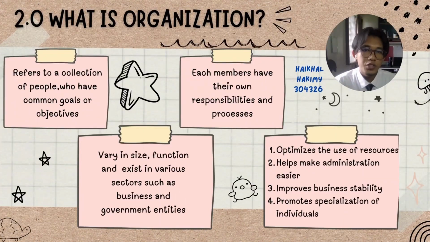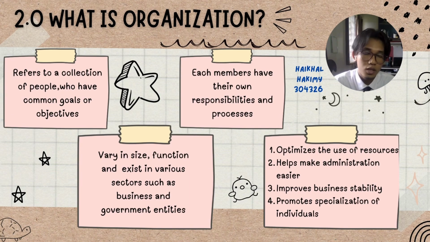Let's continue. 2.0, what is organization? When we hear the word organization, the first thing that comes to mind is usually the government, right? Such as the Ministry of Education, the City Council, and many more. So, what exactly is an organization? Basically, an organization refers to a group of people that share common goals and objectives bounded by legal entities. An organization can vary in size and function, and exist in various sectors such as business and government entities.